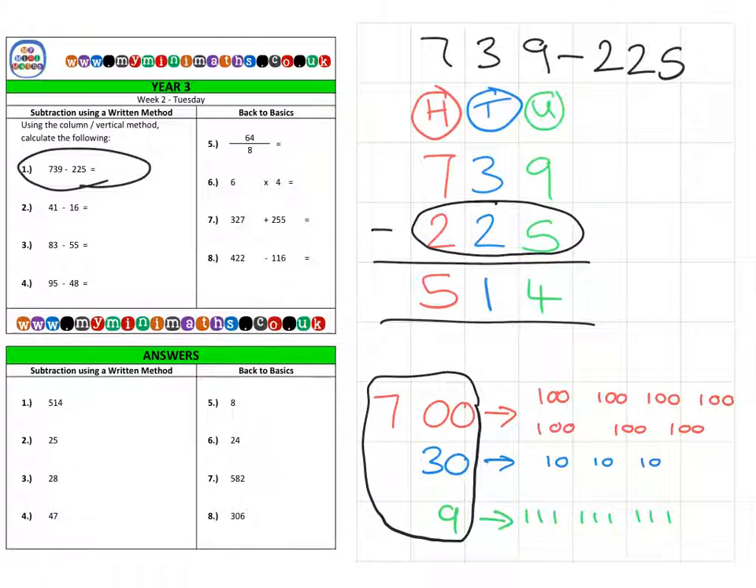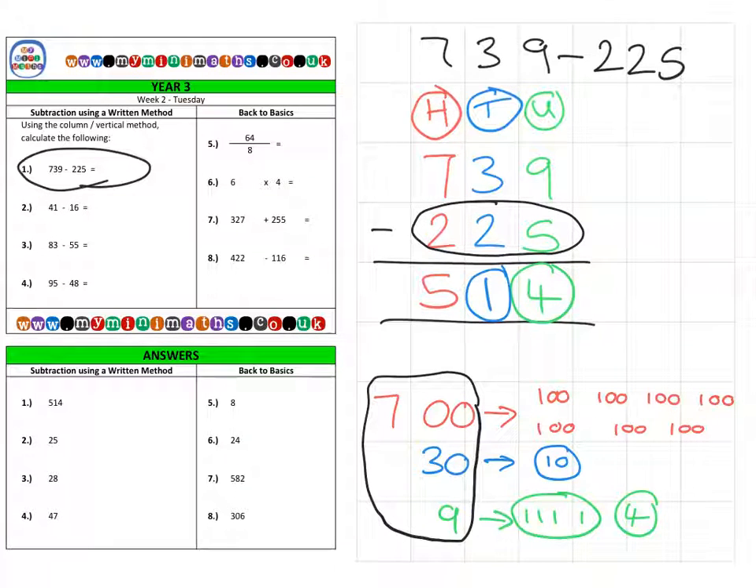739. So let's start with the units. So we have 9 units or 9 ones, subtract the 5. So let's take away the 5. There's 3, 4, 5. And that leaves us with the 4 left over in the units column. Then we have our 30, and we're going to subtract 20. So that's take away 2 tens. There we go. And that leaves us with the single 10 in the tens column.